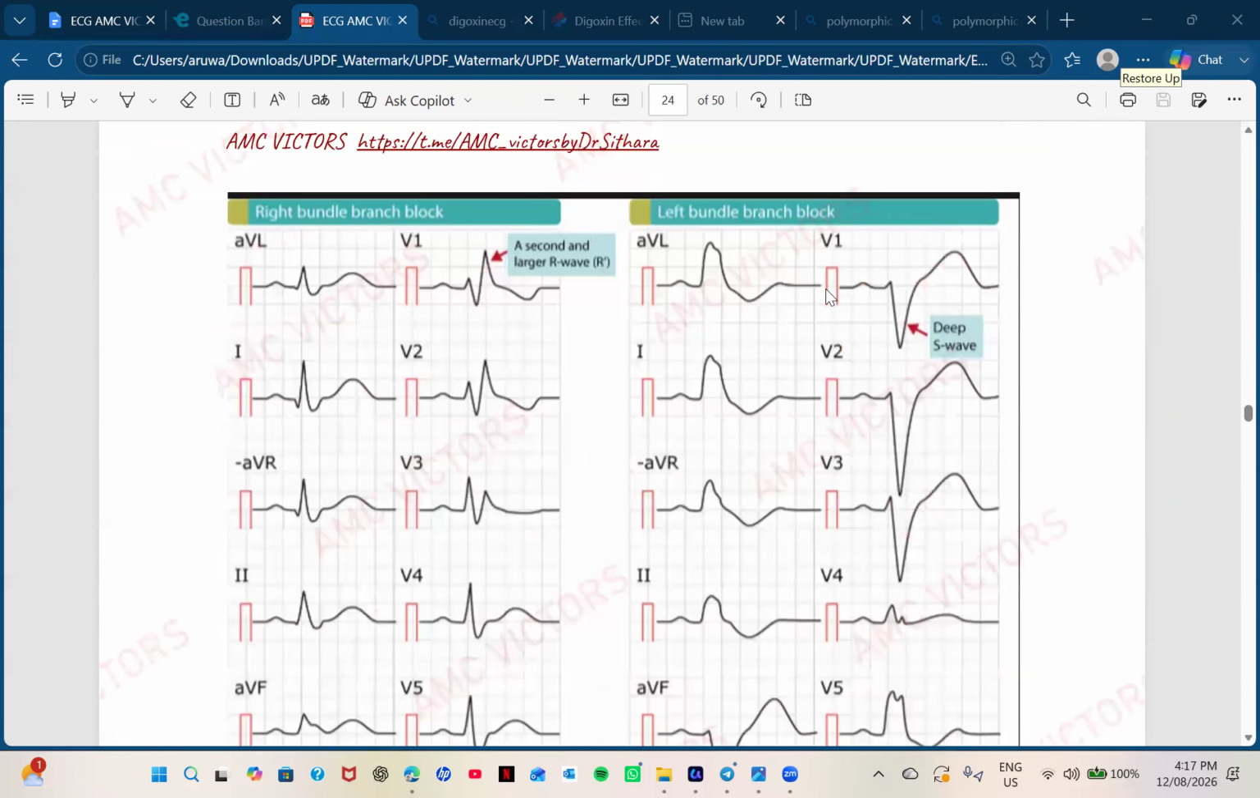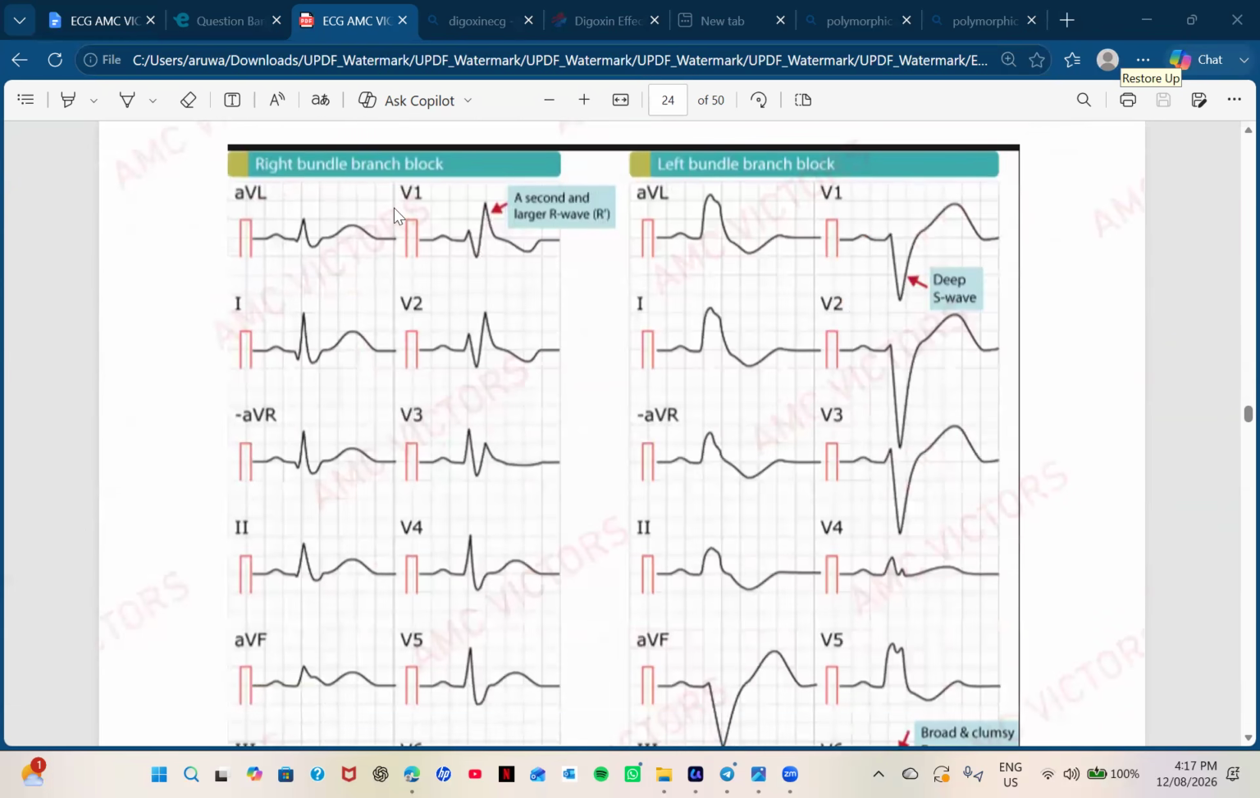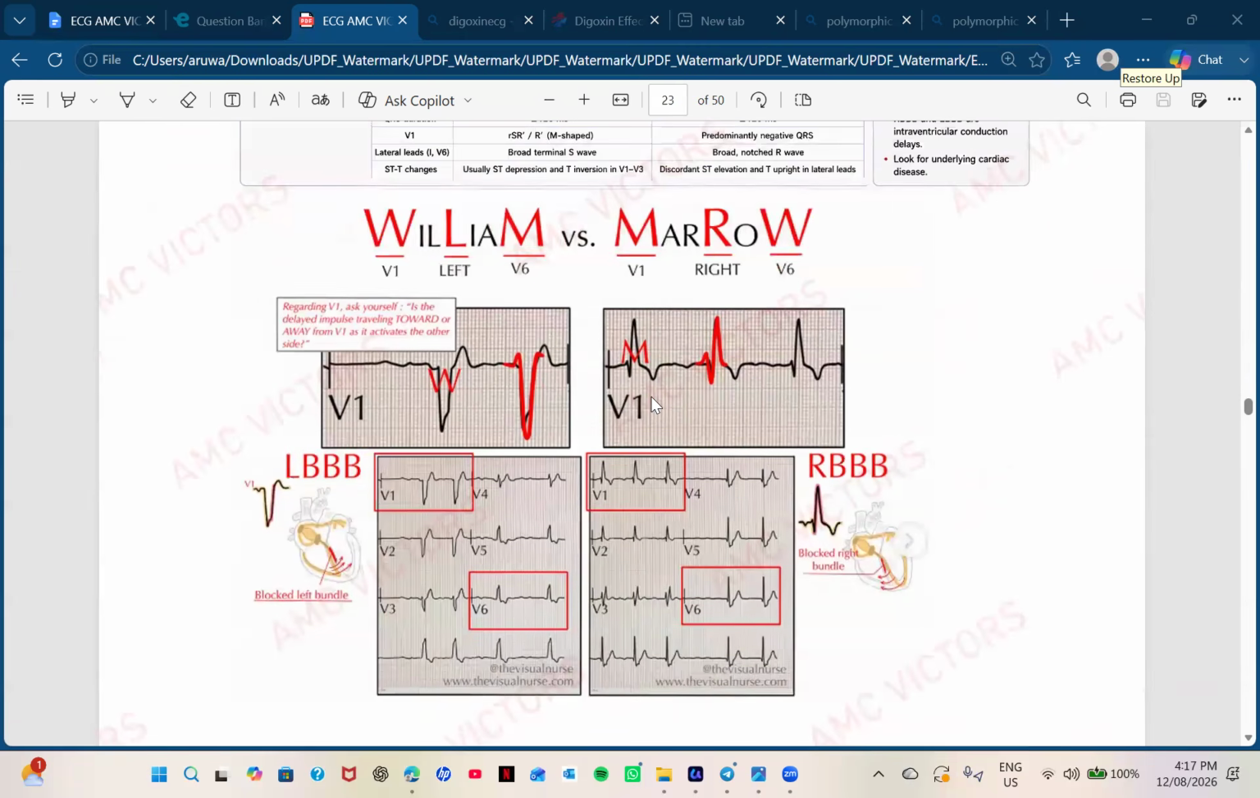Okay, here is the right bundle branch block, not very clear, but you can think that way. Here, can you see? M kind of appearance, right? In V1 and V6, not the proper W, but like a W, right? There is an easy way to remember, but not all the time can we see this M and W, okay, but remember like this.